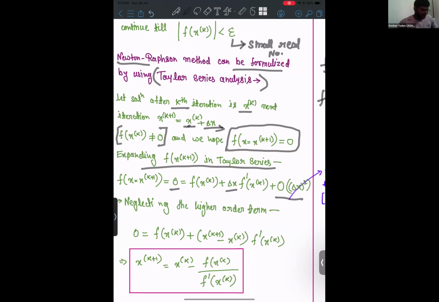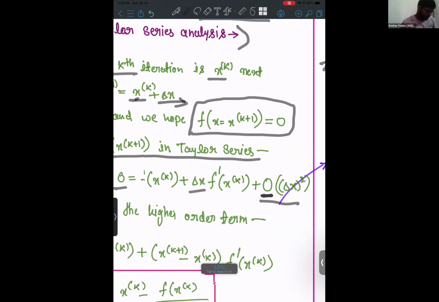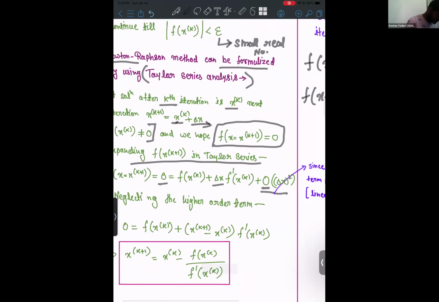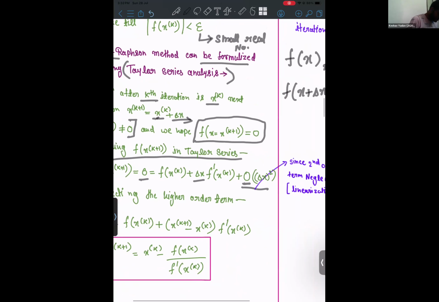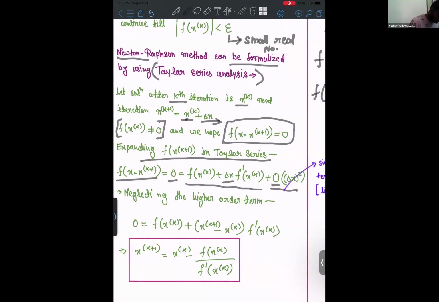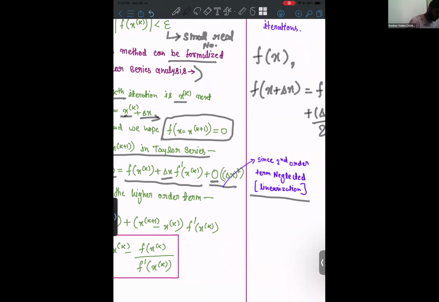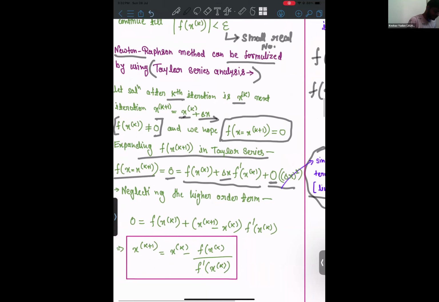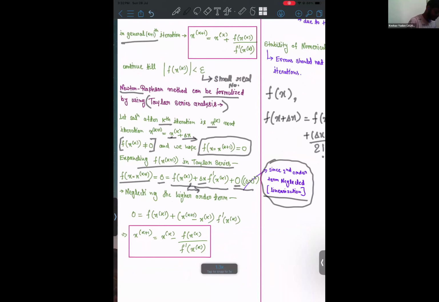This O is known as order. So we neglect second order and higher terms. Simply, we linearize f at the k plus 1th iteration with some linear function. That's why this is called linearization, since we have neglected the higher order terms and f at the k plus 1th iteration was some linear equation.